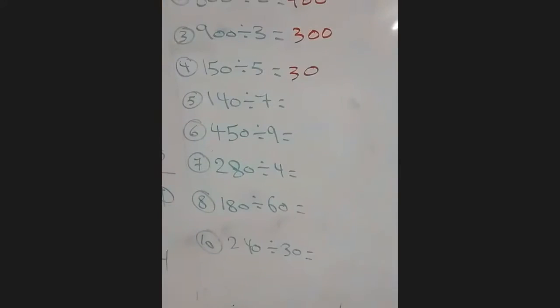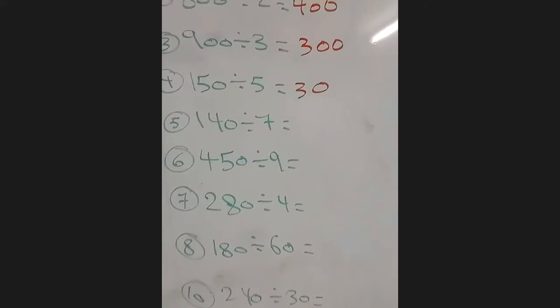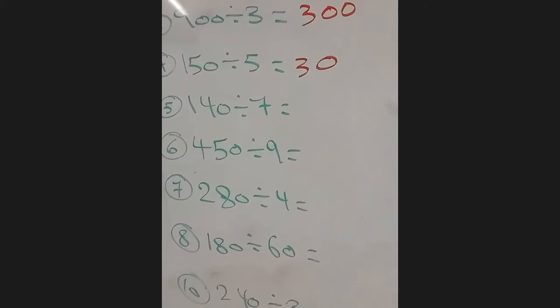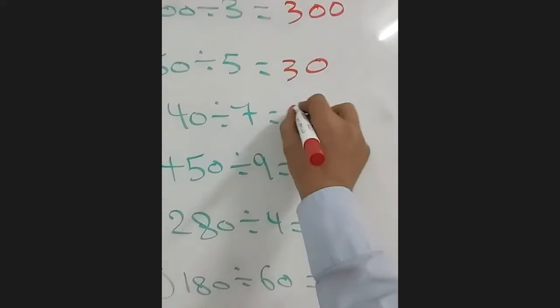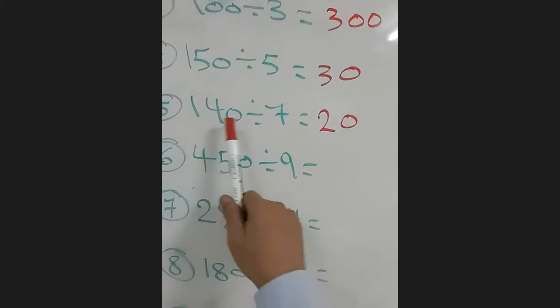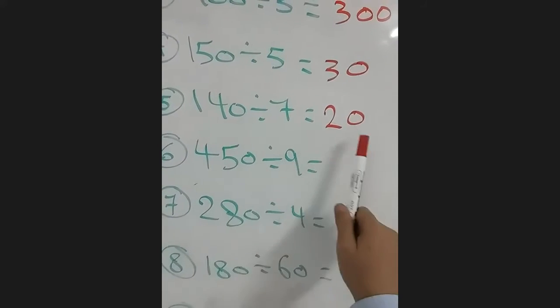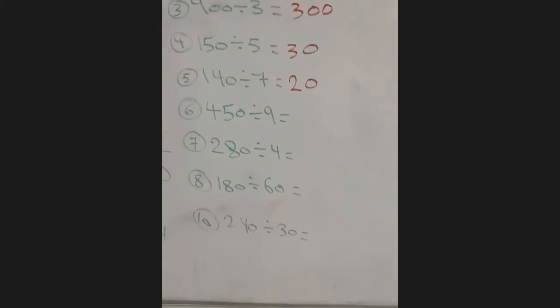Rawat. Yes? Yalla, Rawat. Question 5, quickly. 140 divided by 7 equals 20. Equals 20, Mumtaz, because 14 divided by 7 is 2, and we put the 0. Excellent. Question 6.